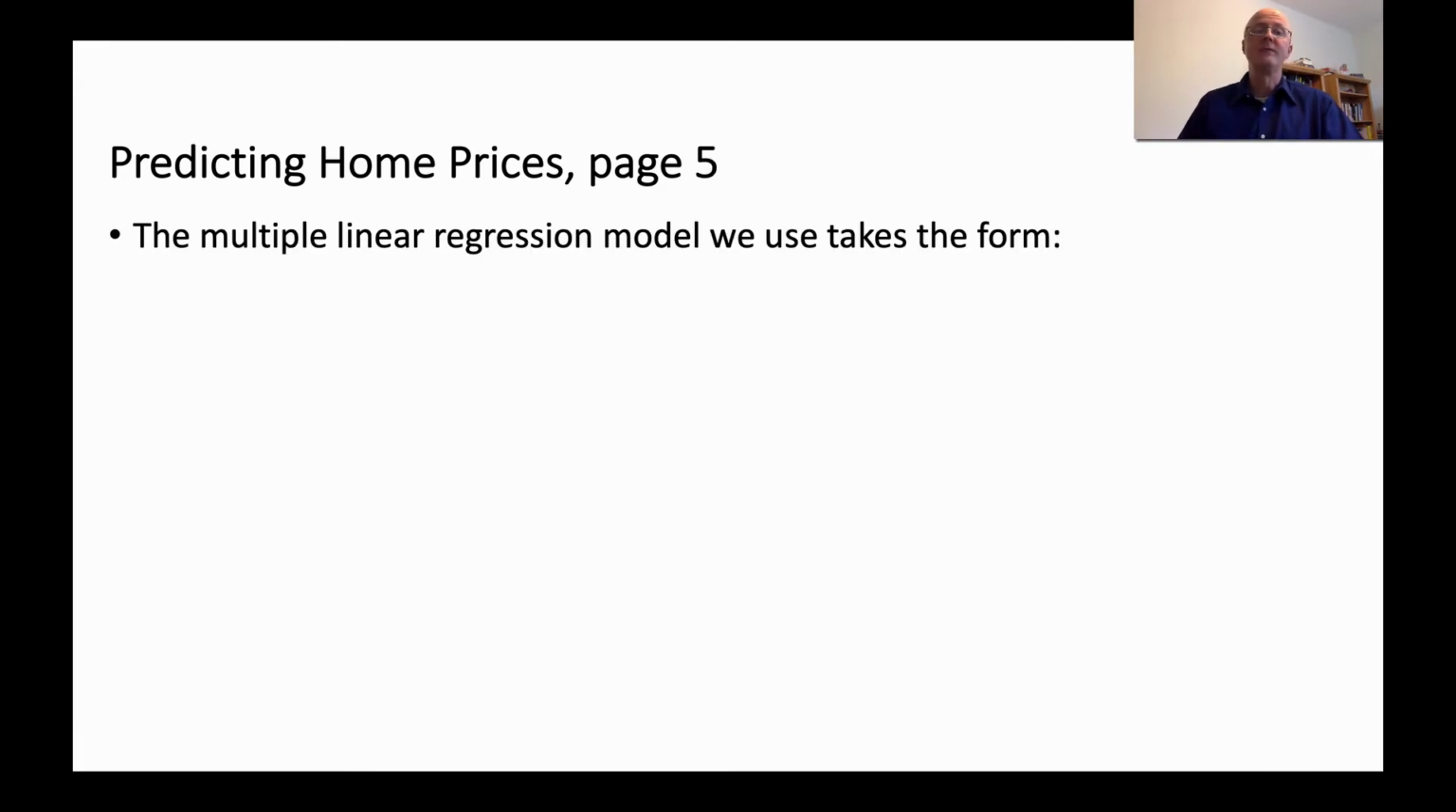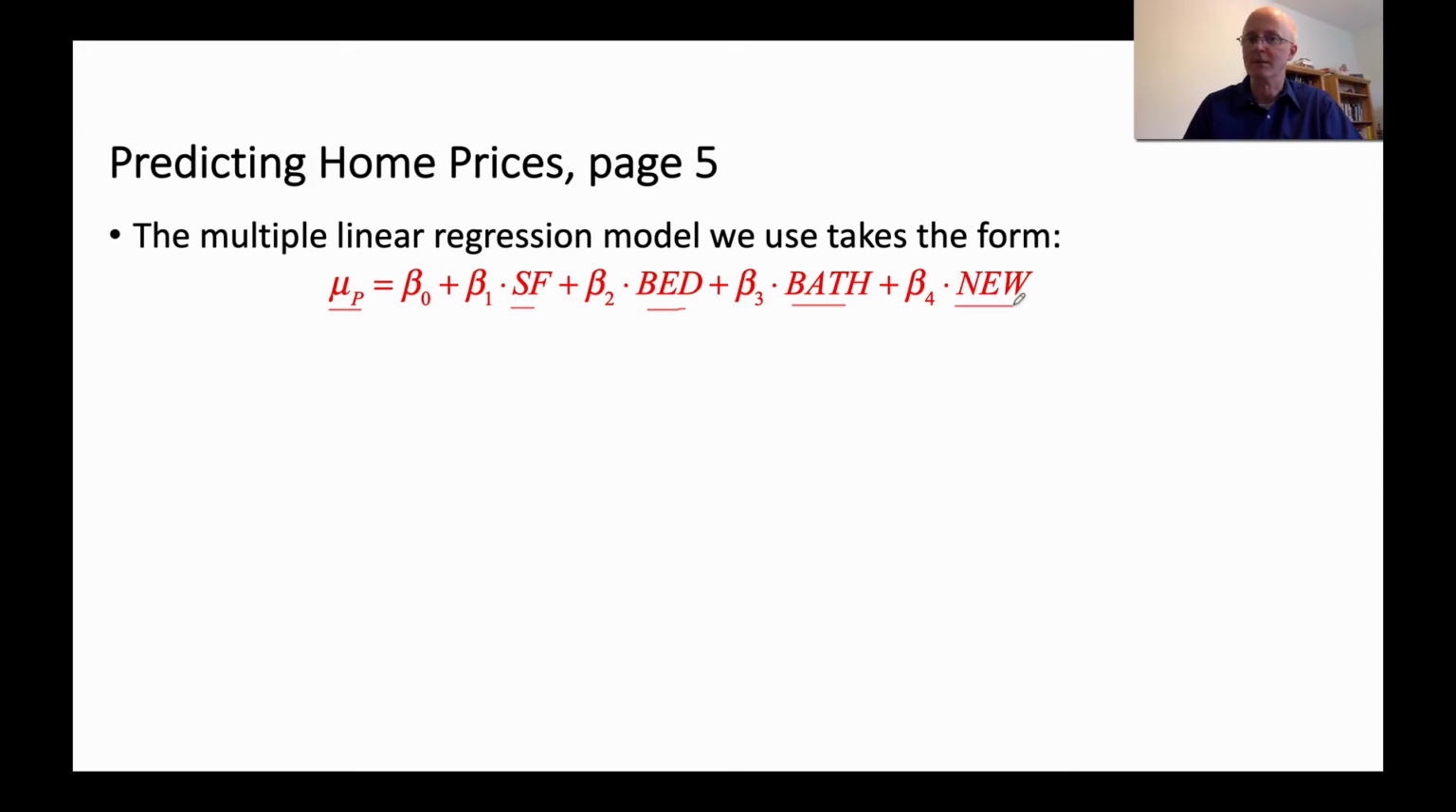All right, so what's the form of the model? What's the abstract form? This gets a little abstract here, but it is really important in constructing the model. We start with the mean. The mean asking price, mu sub p, represents the mean of the asking price for a particular square footage, a number of bedrooms, a particular number of bathrooms, and whether it's new or not. 0 if it's old, 1 if it's newer.